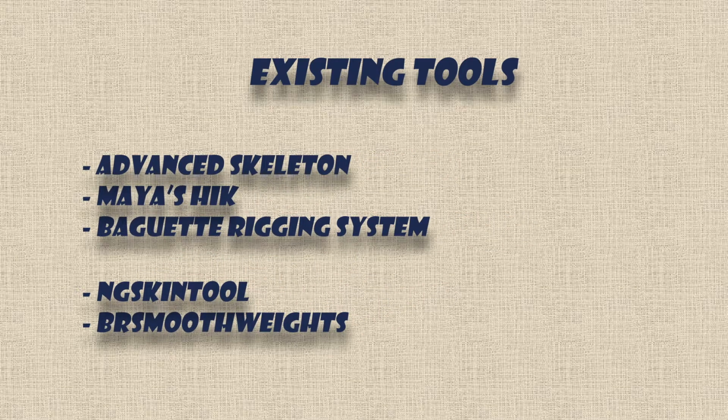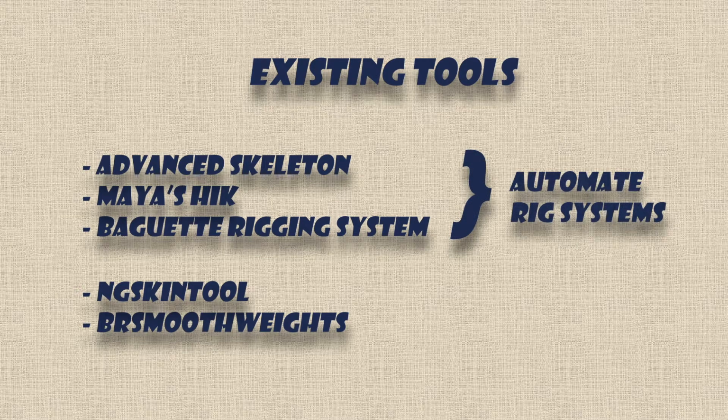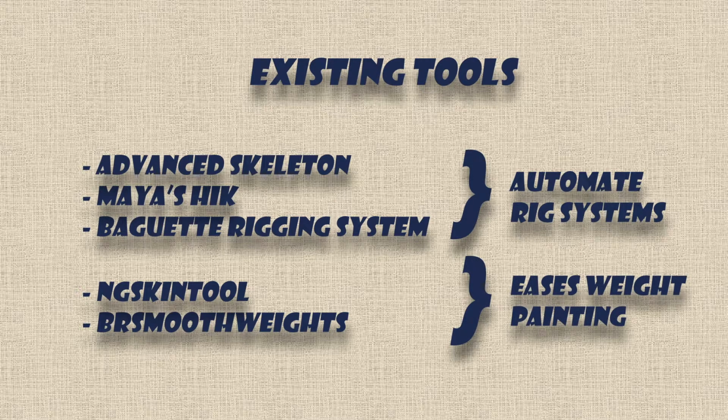Advanced Skeleton, Maya's HIK, and Baguette rigging system use different techniques to automate the process of creating a rig setup, whereas NG Skin Tools and VR Smooth Weights help riggers speed up and ease the process of weight painting.